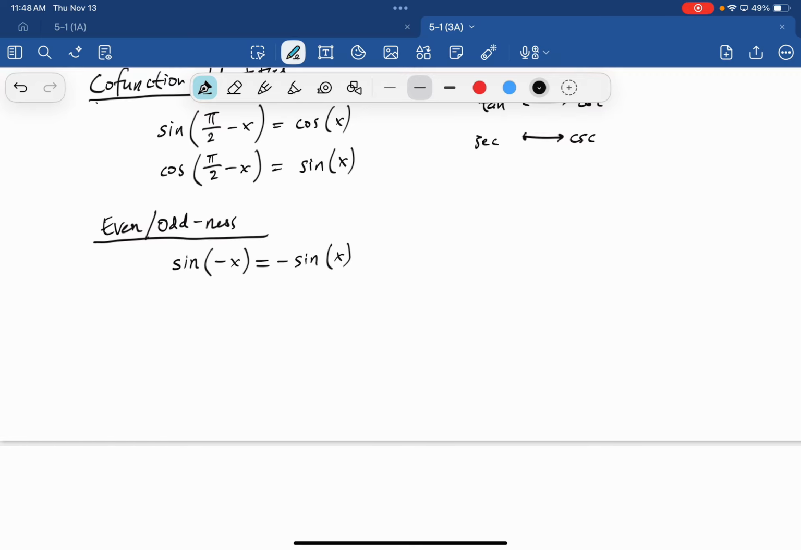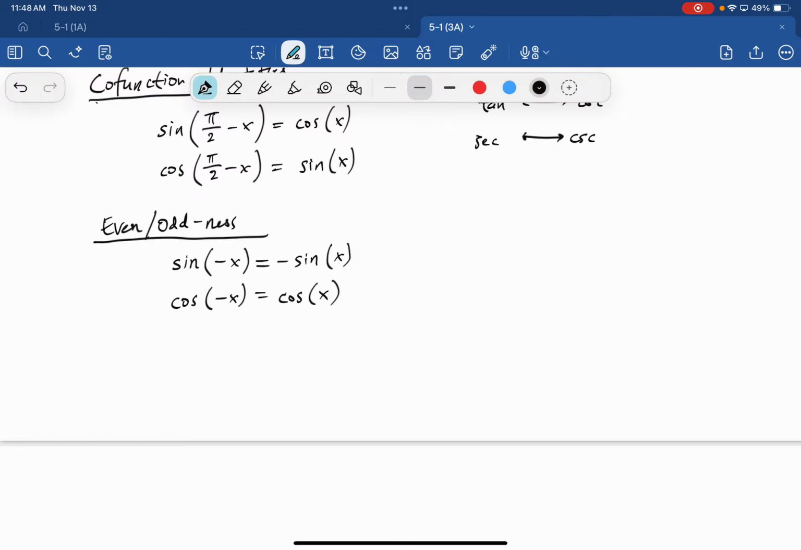And cosine is even. Even means that it stays the same when you plug in the negative x. Right? It's very even. Whereas odd is very odd. Changes. Okay, so cosine of negative x is equal to cosine of x. Yep. Is tangent also odd? Tangent is odd.